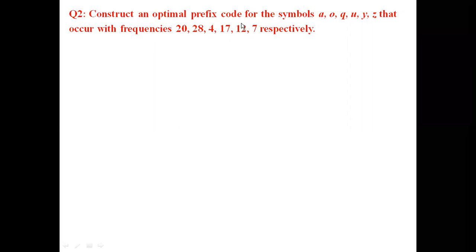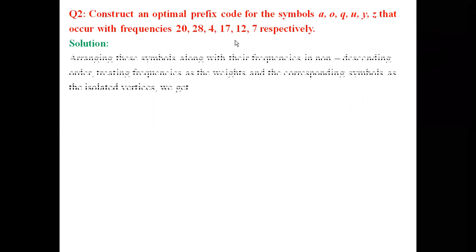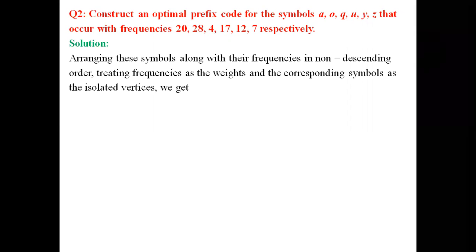So before we find the optimal prefix code, we have to construct the optimal weighted tree first. So these symbols along with their weights are assumed as the isolated vertices first, and we arrange them in non-decreasing order. We treat the frequencies as the weights and the corresponding symbols as the isolated vertices. And we will be able to write step 1 in this way.